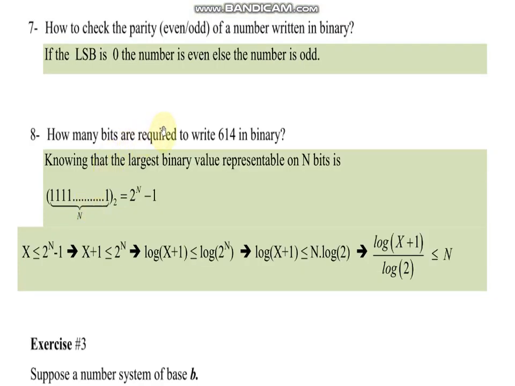How many bits are required to write 614 in binary? We know that the largest value in n bits is 2 to the n minus 1. So x is less or equal to 2 to the n minus 1. We simplify this equation: x plus 1 is less or equal to 2 to the n. We introduce log and we get finally n is greater or equal to log(x plus 1) divided by log 2. N is an integer.